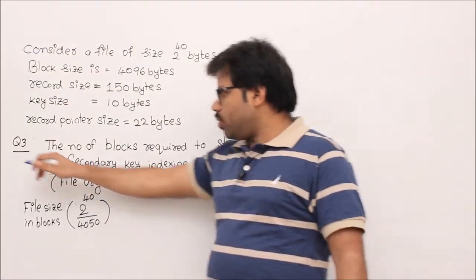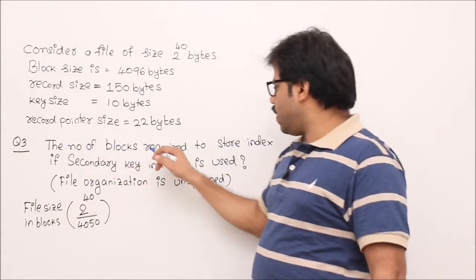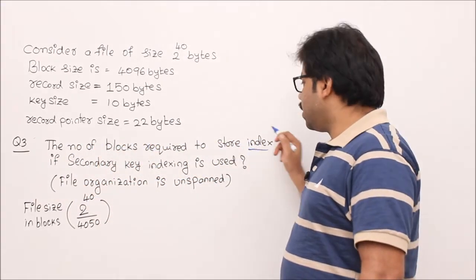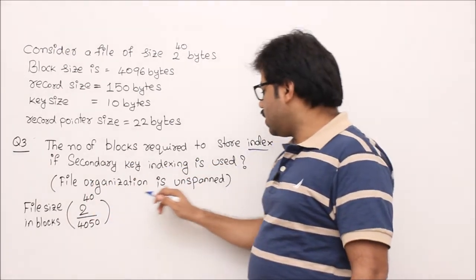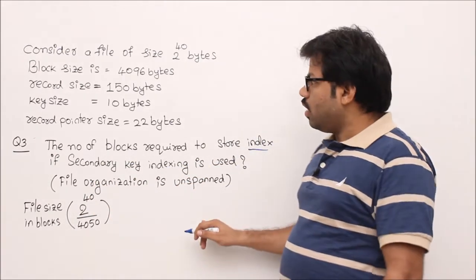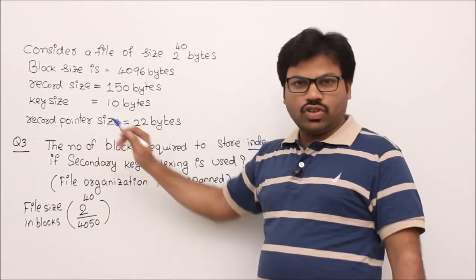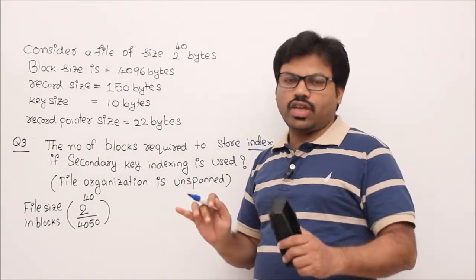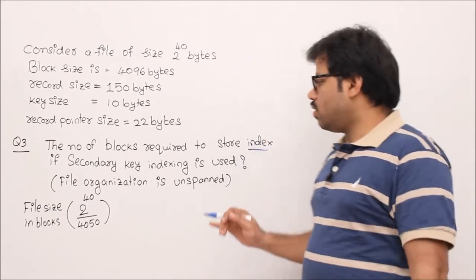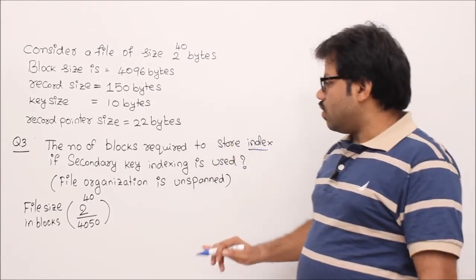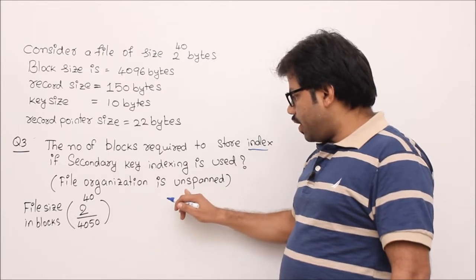Now we'll see one more problem, Q3. The number of blocks required to store the index if secondary key indexing is used and file organization is unspanned. So here, since record pointer is given, we should assume that in your index we are storing key comma record pointer rather than block pointer. So let's follow that concept. So in that, file organization is unspanned.